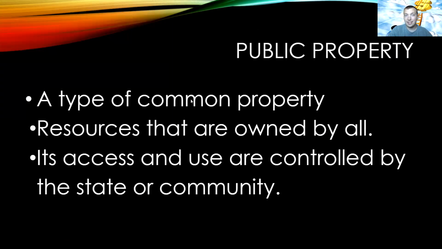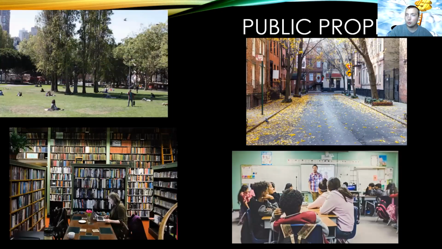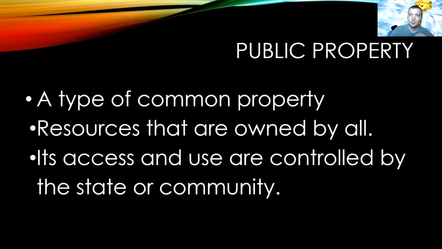So public property, as I said, is a type of common property, resources that are owned by everybody, and its access and use are controlled by the state or community. Think to yourself too, when does the state or the government have the right to restrict these properties from certain people? And think about maybe historically, whenever some of these places might have been restricted to certain groups of people, and how that influences what we think about public in the word public property.